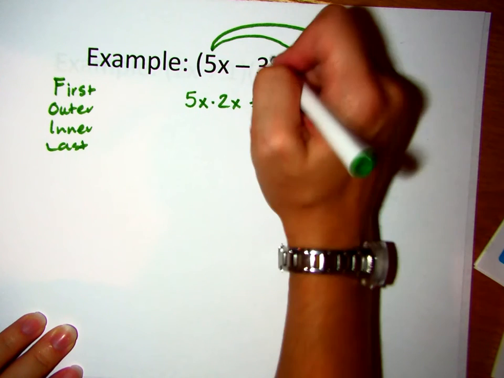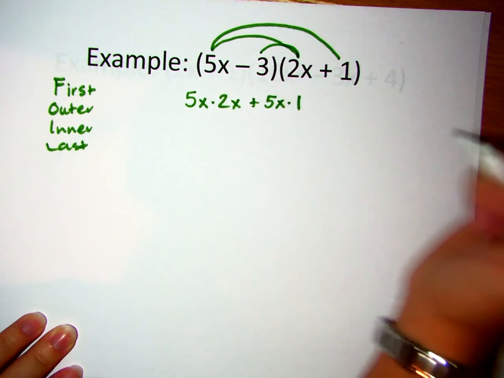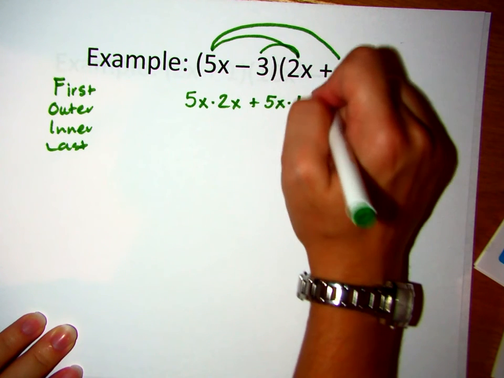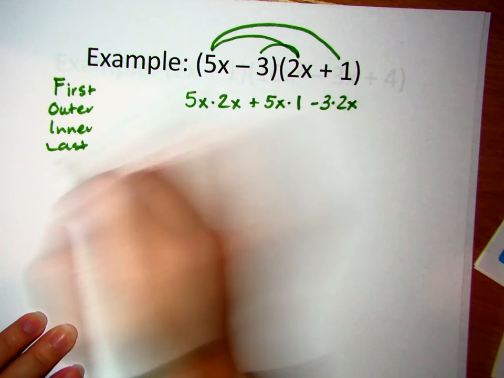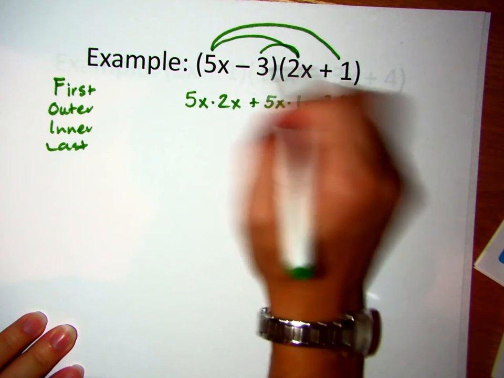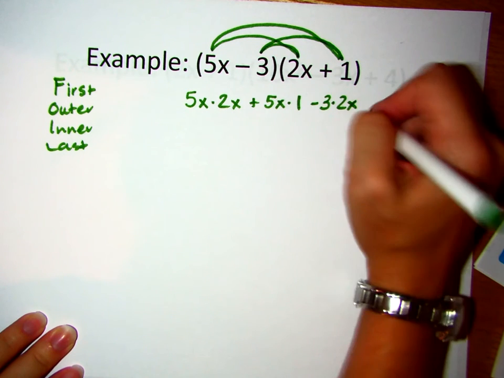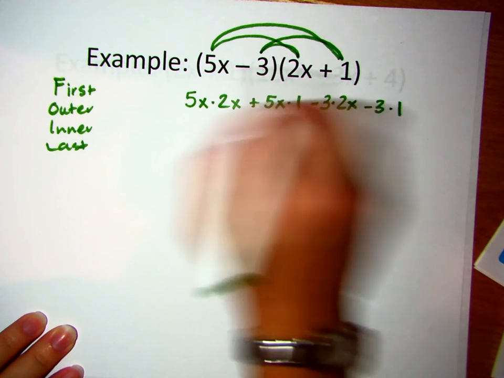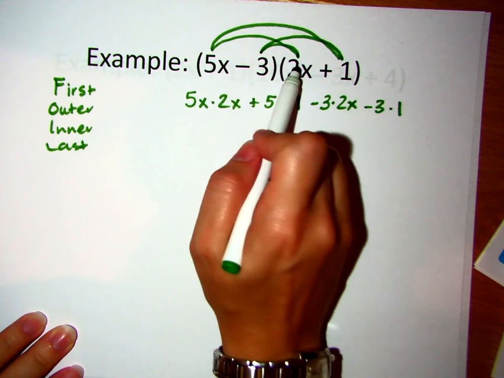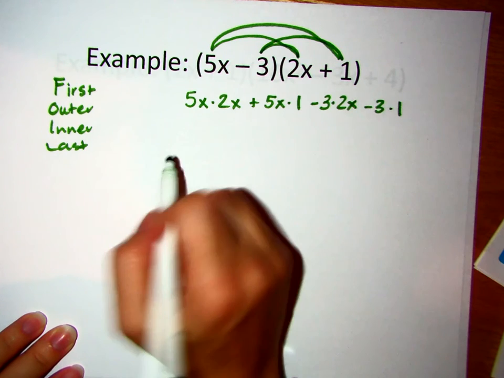Then we're going to do the inner terms. So that would be the two that are inside here. That would be our negative 3 times 2x. And then the ones we want to go for are the ones in the last position, which are these two. So negative 3 and 1. So now we have negative 3 times 1. Essentially we just did every combination with this. So first, outer, inner, last. And now we just clean it up.